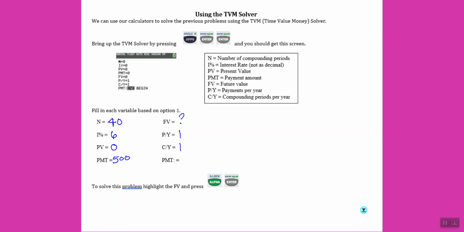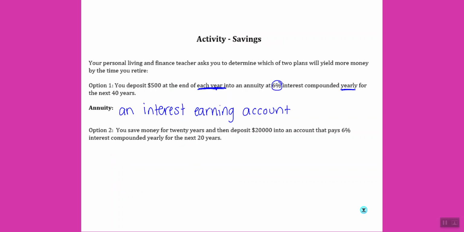Now for PMT, if you look up here, you have two options. It's either end or beginning. Unless the problem says at the beginning, it's going to be end. Also, our problem states that it's at the end of each year.